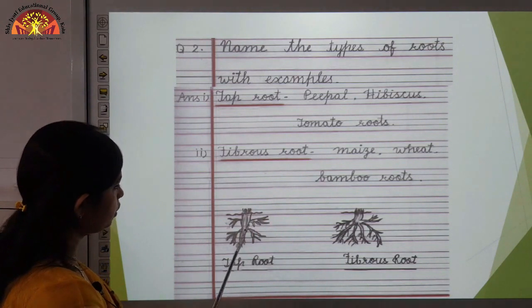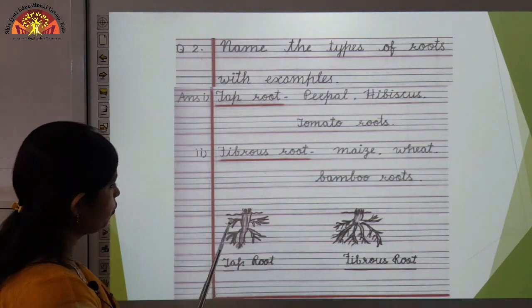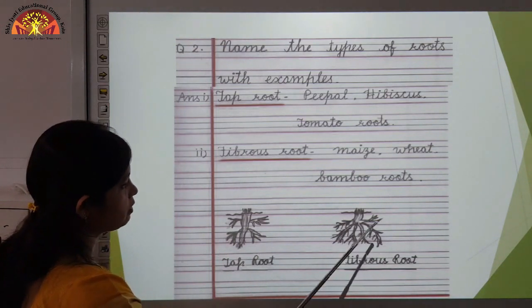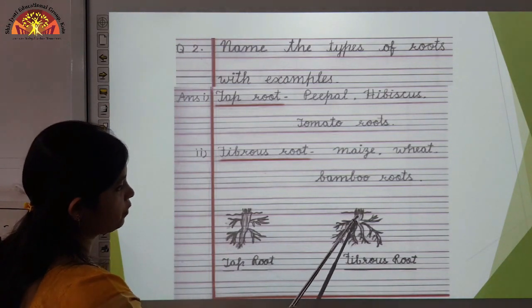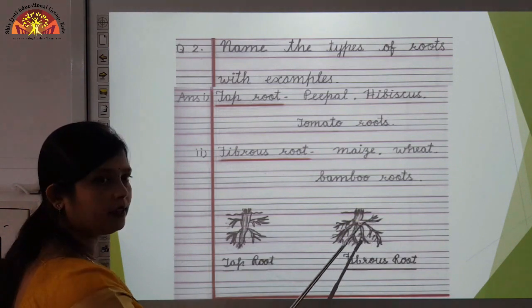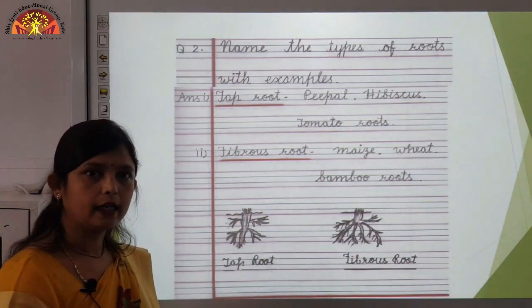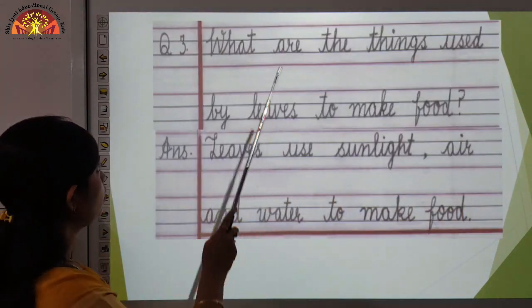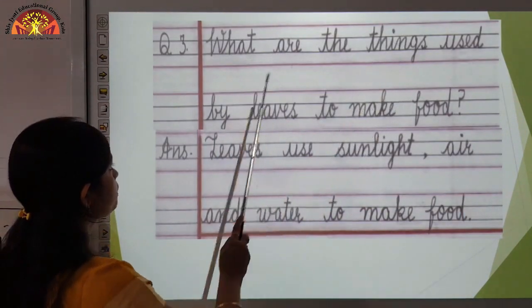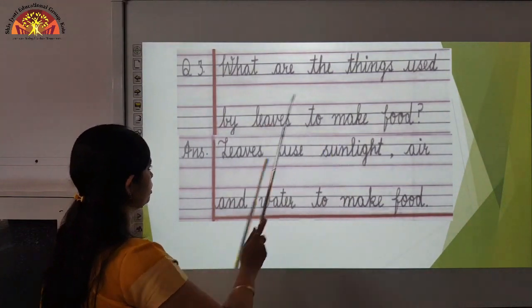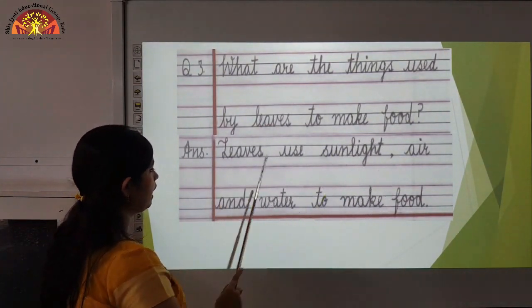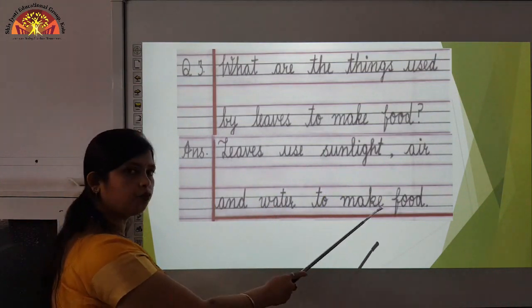This is the taproot in which there is a main root from which various branches are arising, and the fibrous root in which there is no main root. From the base of the stem so many roots are arising in form of bunch or clusters. Now next question, what are the things used by leaves to make food? So answer is, leaves use sunlight, air and water to make food.